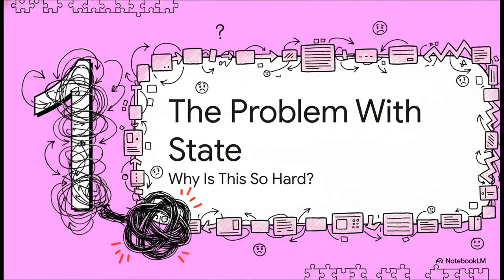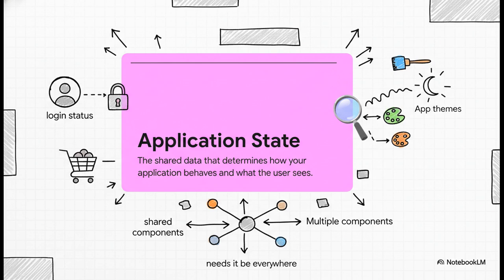Okay, so before we even get into the solutions, let's take a step back. We have to really understand the core problem. Why is this so hard in the first place? It all boils down to this one concept: application state. And look, that sounds like a super technical, scary term, but it's not. It's just the information that different parts of your app need to share.